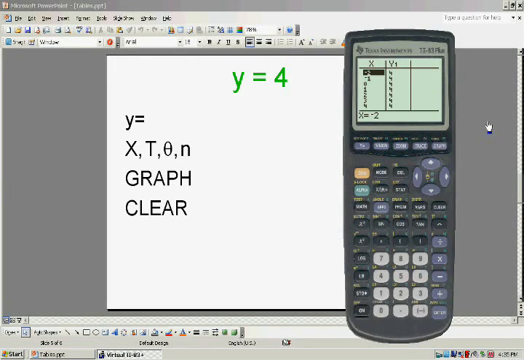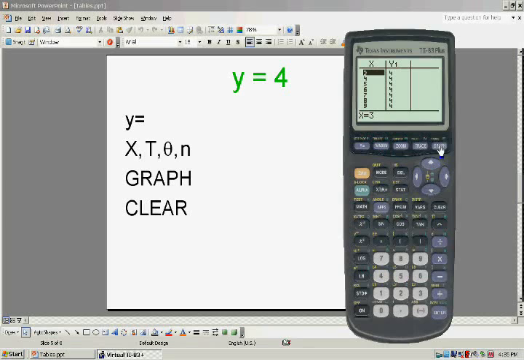And as you can see, using the cursor keys, I can go up and down. Nothing fantastic, is it? Y is just always 4. The x changes, but y is always 4. Now how do I go back to the graph?